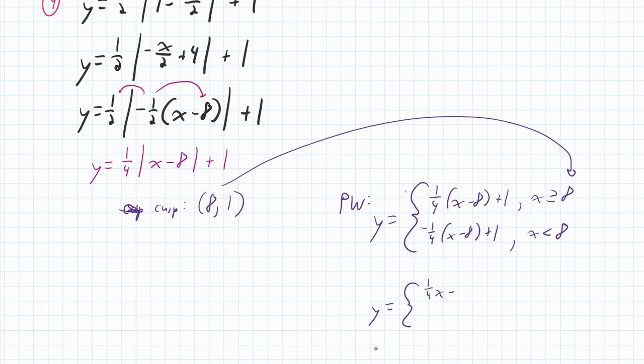1/4x - 2 + 1 would be -1 whenever x is greater than or equal to 8. And then -1/4x + 2 + 1 would be +3.